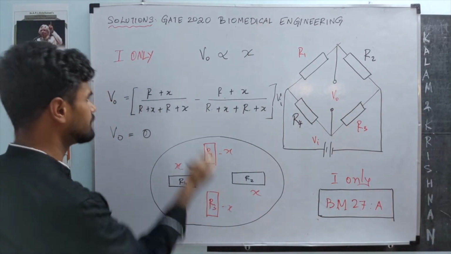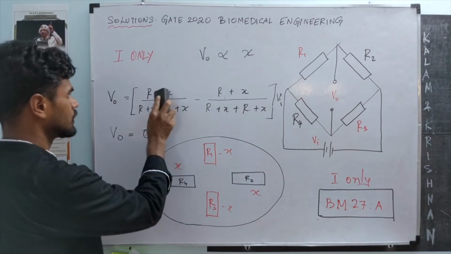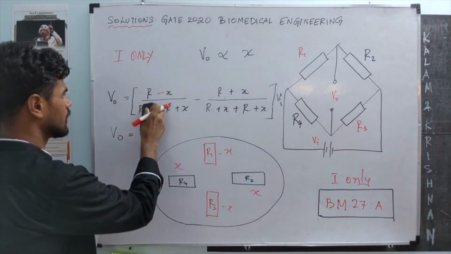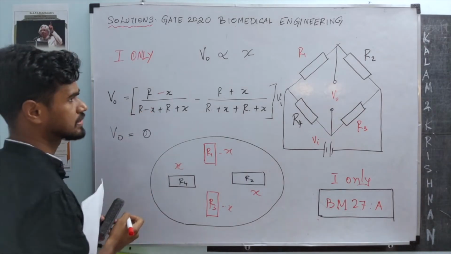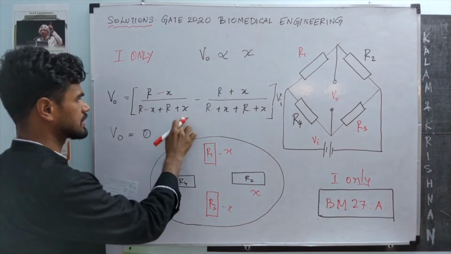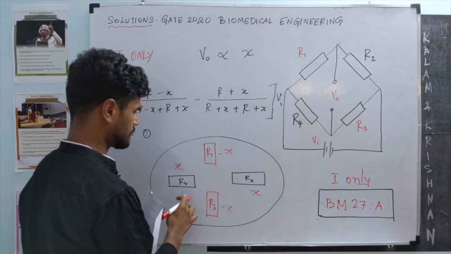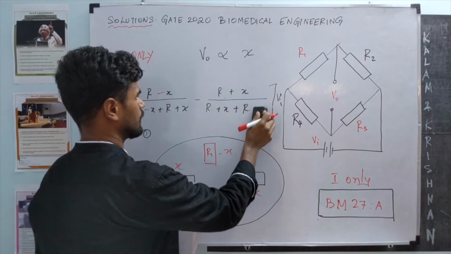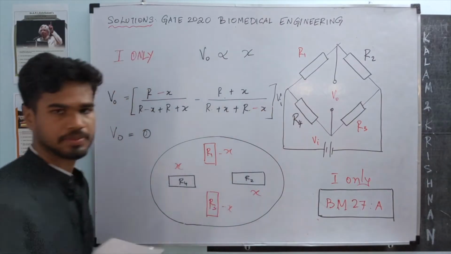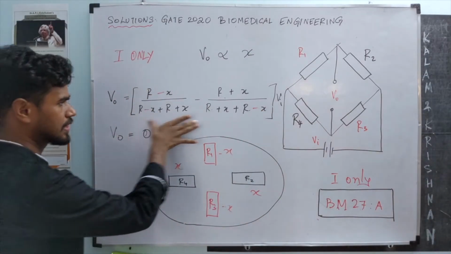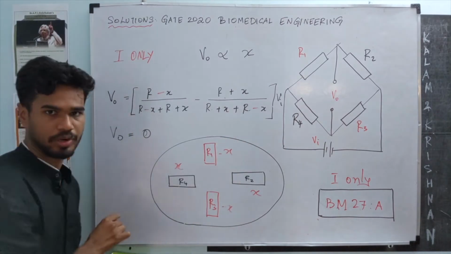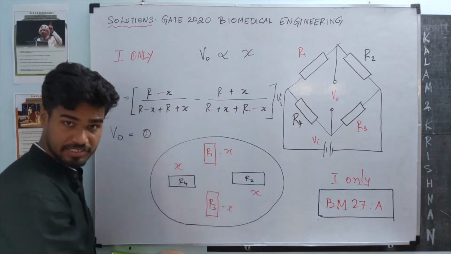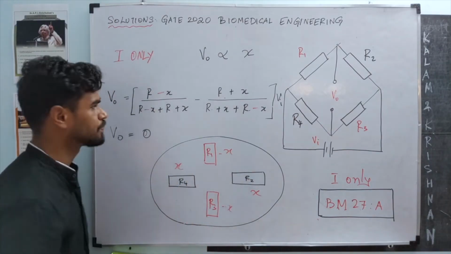So let's go back and make that correction over here. So R1 minus X, and R2 plus X. Then R4 plus X, and R3 minus X. So this is a correct expression for the output voltage because two of them will increase resistances, the other two will decrease, but by the same amount.